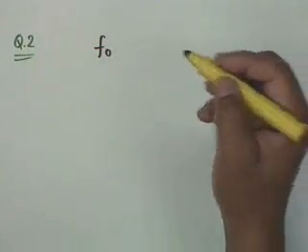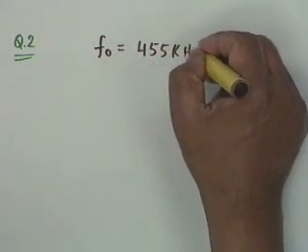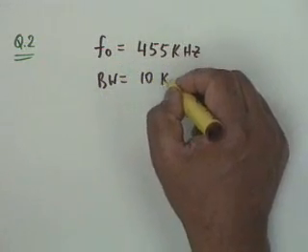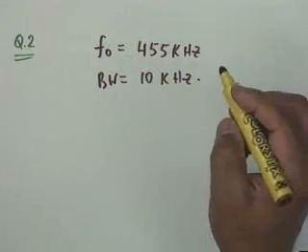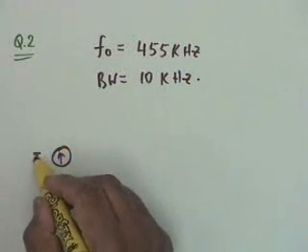We'll make a slight variation in the transistor. We still have to design a tuned circuit whose F0 is 455 kilohertz. That is the IF stage of a radio receiver. The bandwidth is still 10 kilohertz, and now the circuit is specified to be this. Draw this circuit with me.